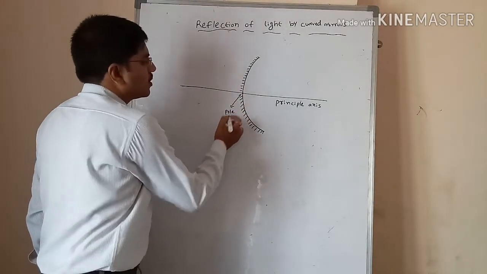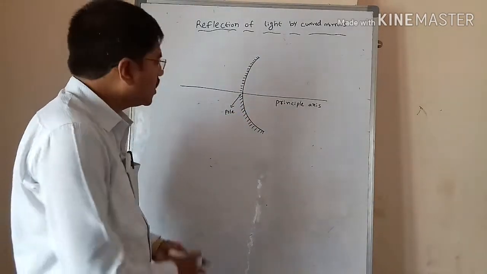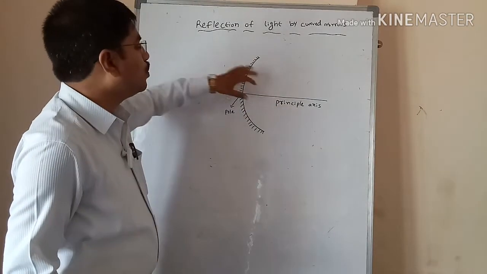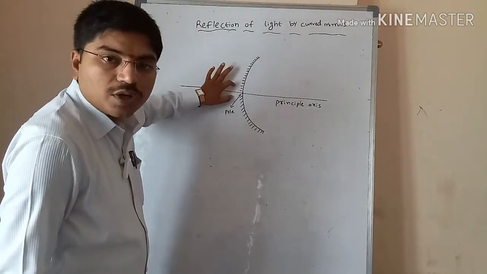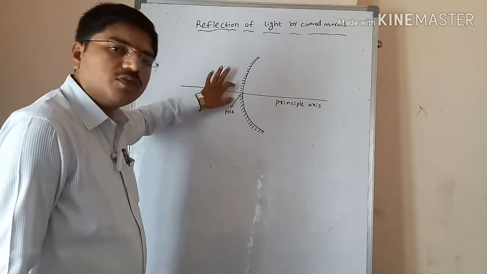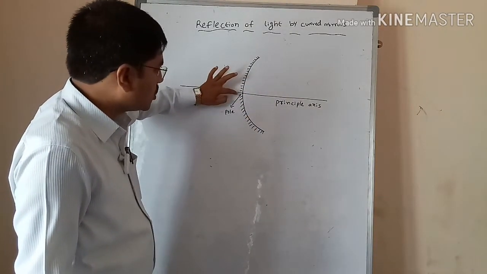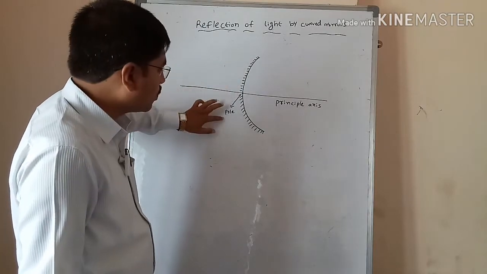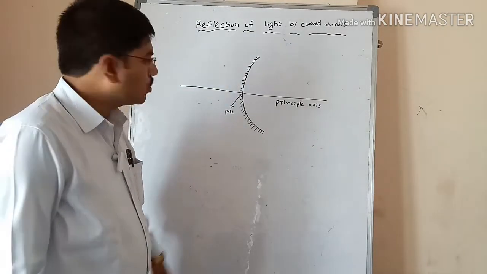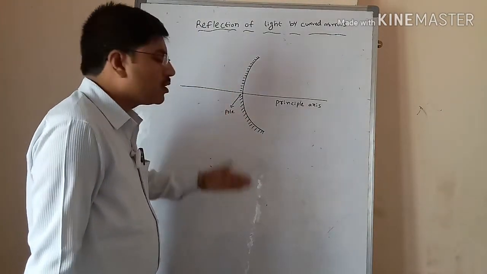Now this point, what is the meaning of the pole? It is where the principal axis meets the curvature, either concave or convex. Where the principal axis meets the curvature, the meeting point is called the pole. So the meeting point is called the pole.